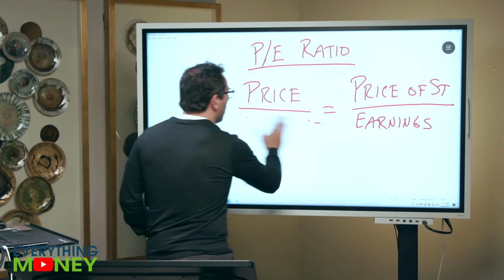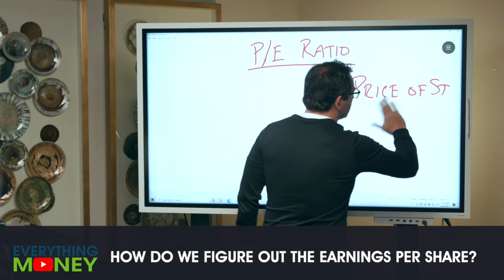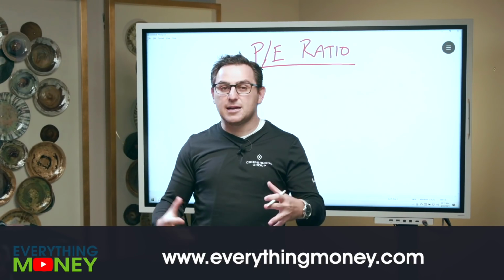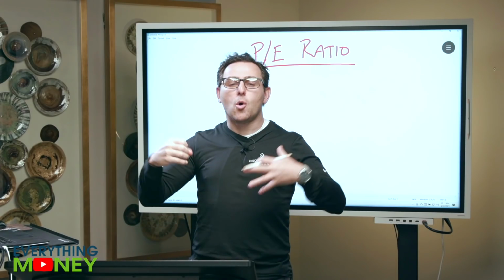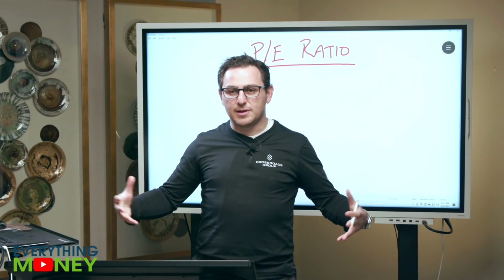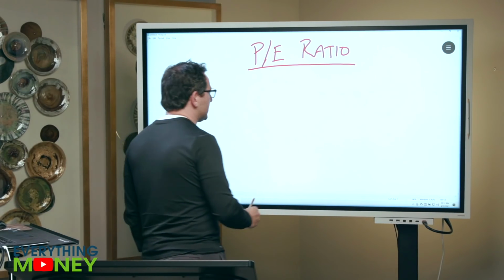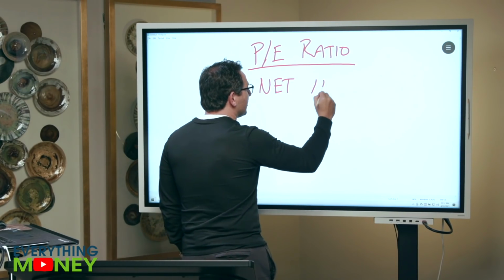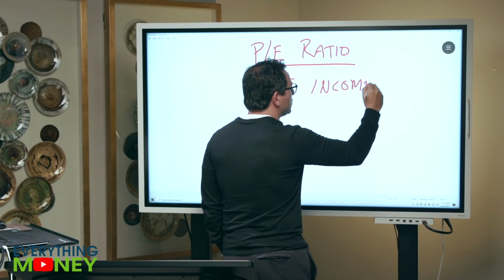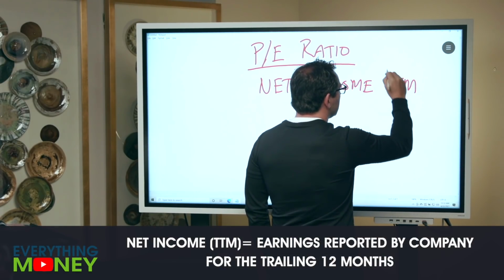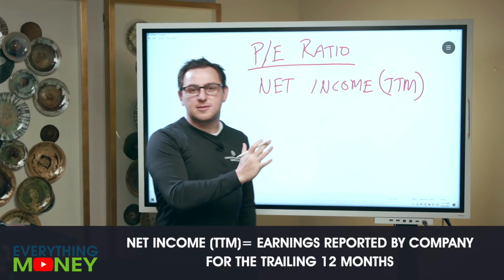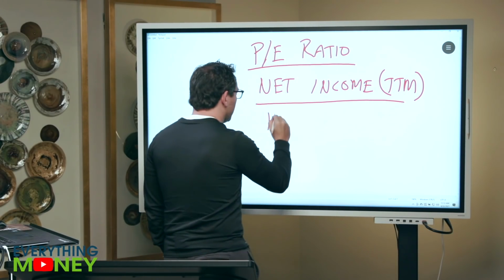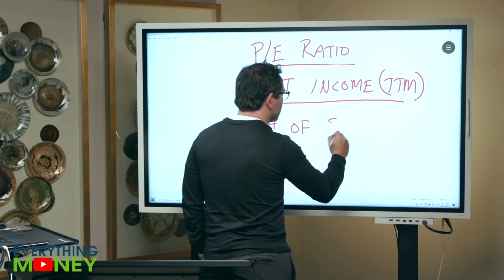Okay, so how do we figure out the earnings per share? It's very simple. First off, you can go to our everythingmoney.com website, sign up. It'll tell you the earnings per share, or any other finance site out there. Or you can do it by yourself. You would get the net income for the last 12 months. It's called trailing 12 months, TTM. That's taking the last 12 months of net income and dividing by the number of shares outstanding.